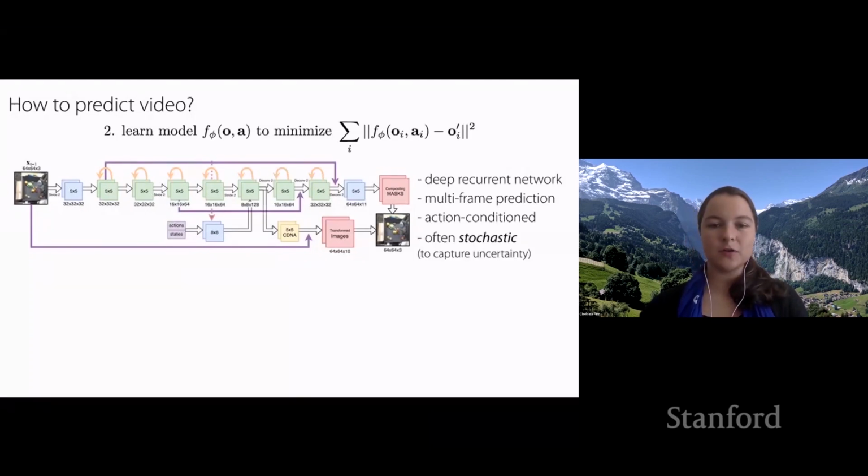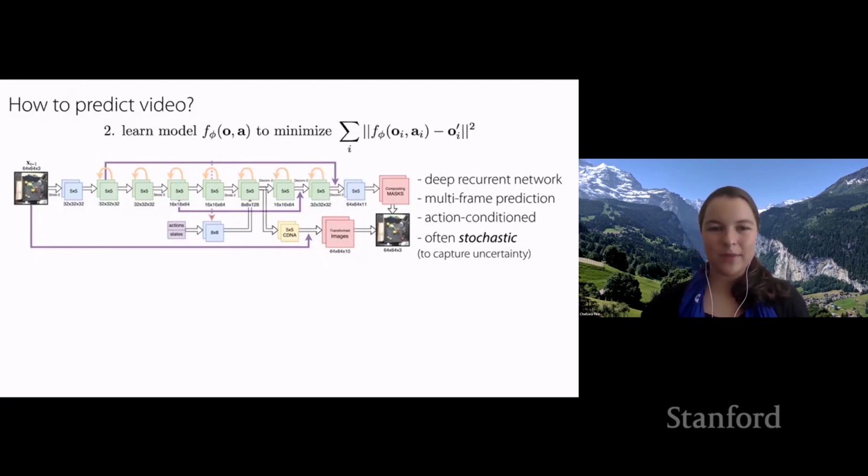And often these models are also stochastic. This is because there's often a lot of uncertainty about what the future will look like, and you want your model to be able to capture that uncertainty rather than simply blurring the things that it's not certain about.